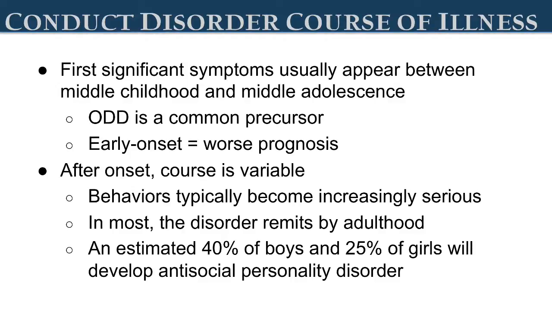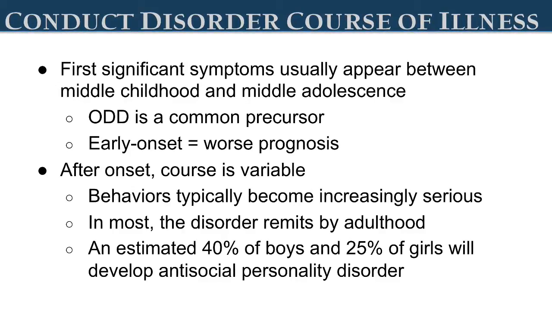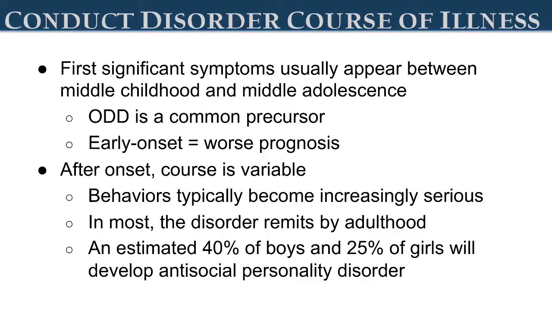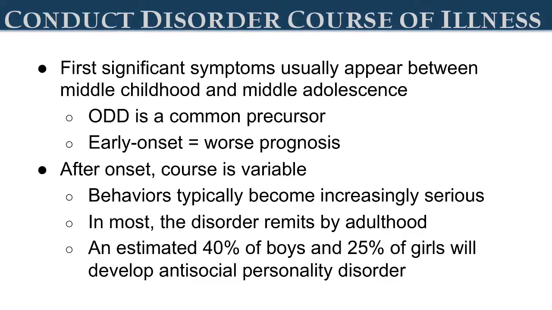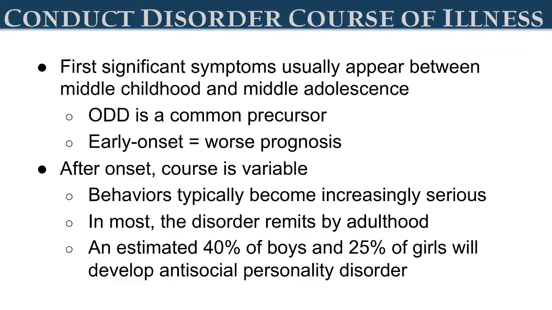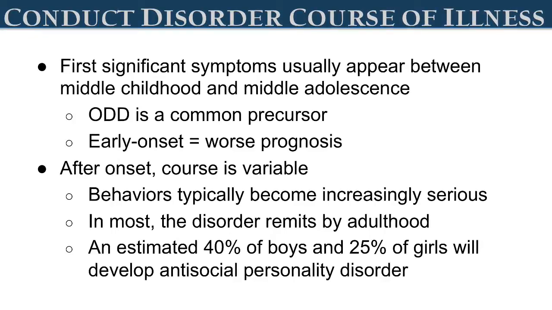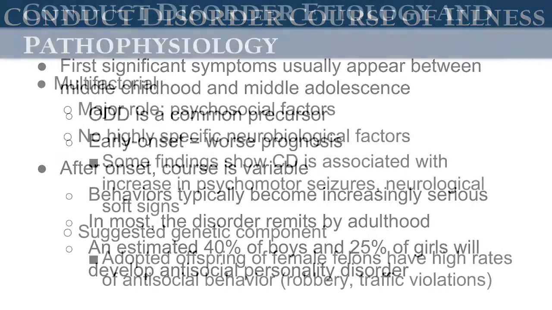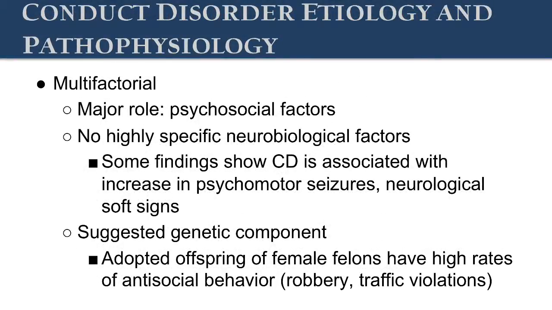Oppositional defiant disorder is a common precursor to conduct disorder, particularly for the childhood onset subtype. In addition, early onset of symptoms typically suggests a worse prognosis and the continuation of behavioral problems into adulthood. In most cases, the disorder will remit by adulthood. However, an estimated 40% of boys and 25% of girls with conduct disorder will go on to develop adult antisocial personality disorder. The etiology of conduct disorder is multifactorial.